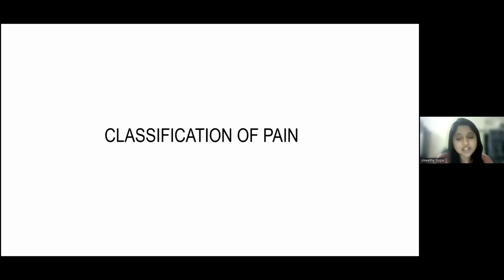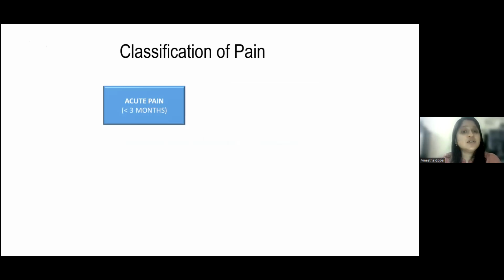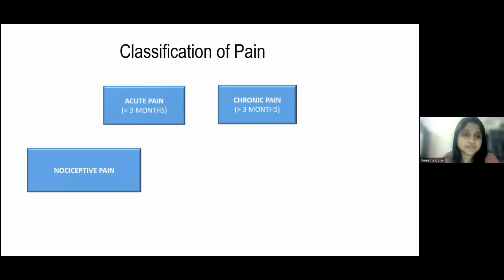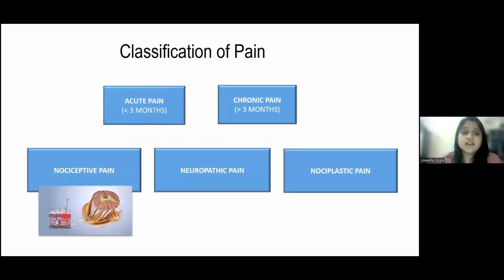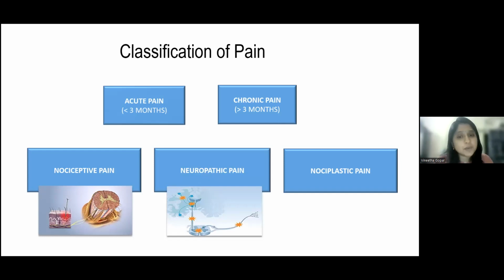Now, coming to the classification of pain, based on time we have acute pain and chronic pain. In cancer we mostly deal with chronic pain patients. Then we have nociceptive pain, neuropathic pain, and nociplastic pain. What is nociceptive pain? The pain when the tissue nociceptors get activated after a noxious stimulus. What is neuropathic pain? It is a lesion or disease of the nervous system itself. So does anybody have any guess about what this nociplastic pain is? This is a newer term coined by IASP, I think in 2020 or so. Does anybody have any guess regarding what this nociplastic pain is?